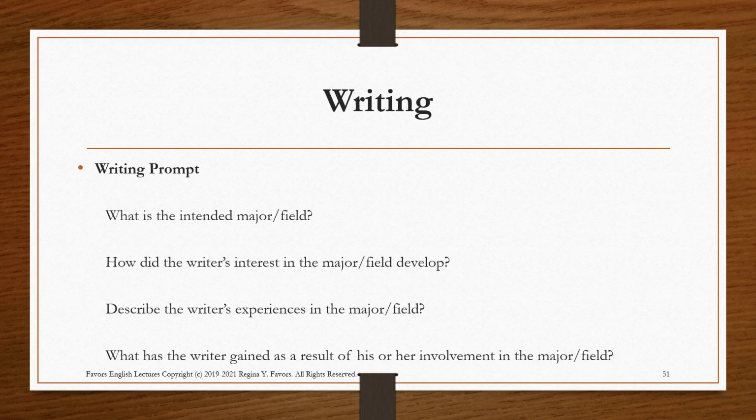Now, you can always substitute this for other types of words if you are already in the field and you are wanting to move up the corporate ladder to maybe one day become vice president or something. Then your intended objective would be to become vice president of a particular department. And how did your interest in that particular job develop, right? What have you done to date, essentially? What has been your experiences, and then what have you gained as a result of just basically involving yourself?